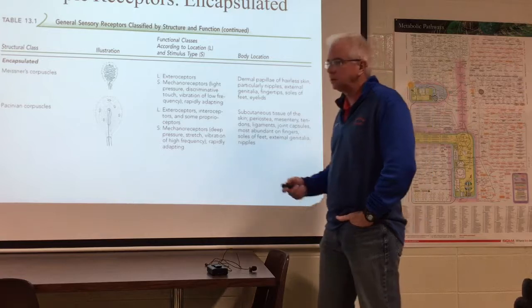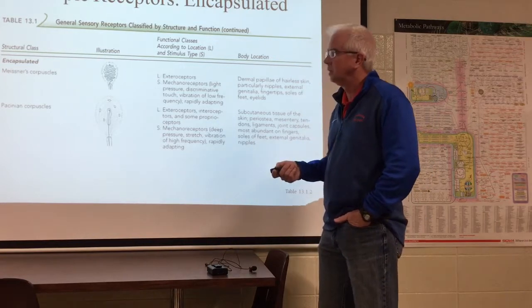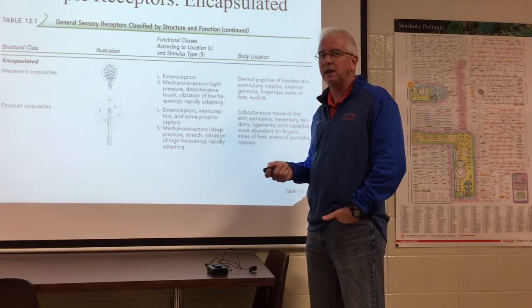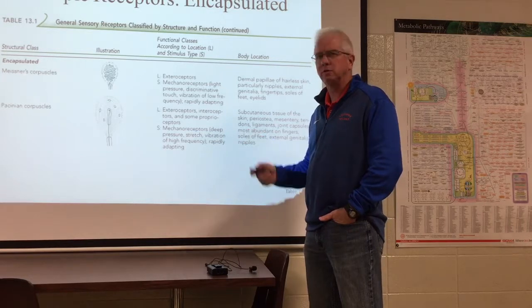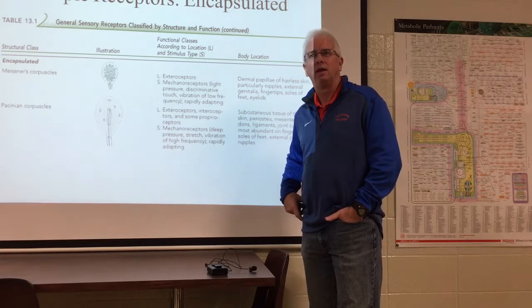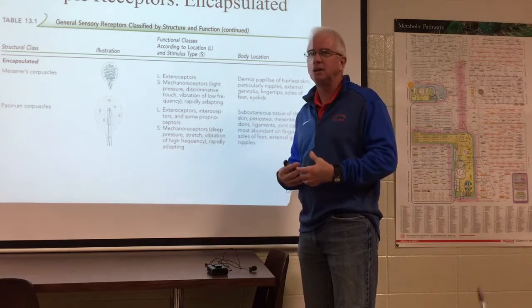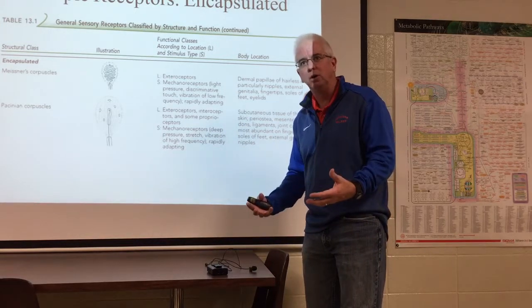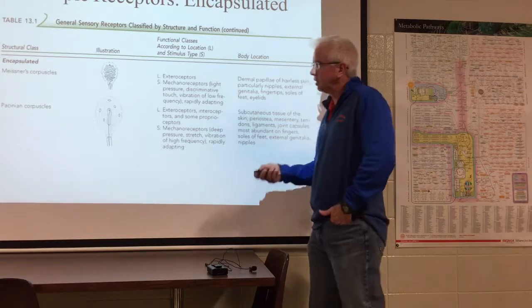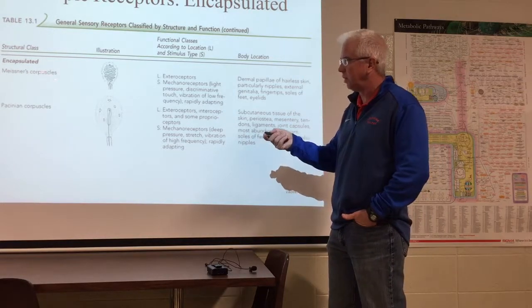Now, there are also encapsulated receptors that you've seen already, and I shouldn't have to say it now. Meissner's corpuscles, where are they? They tend to be closer to the dermal papillae, right? And where are the Pacinians? They tend to be deeper in the dermis, okay? So there's a little bit more in terms of detail about where they are that you should know.